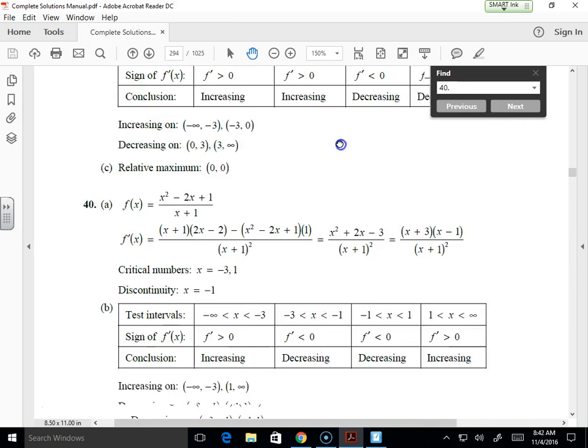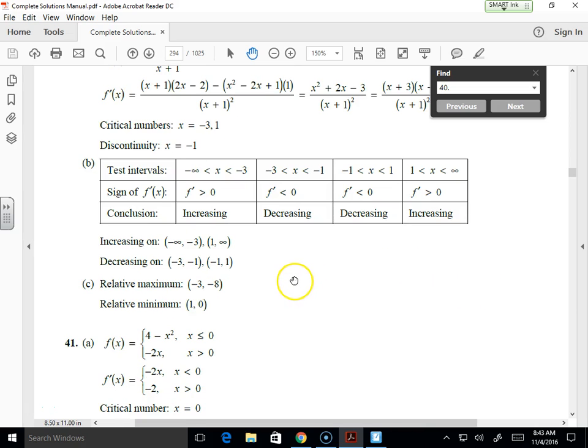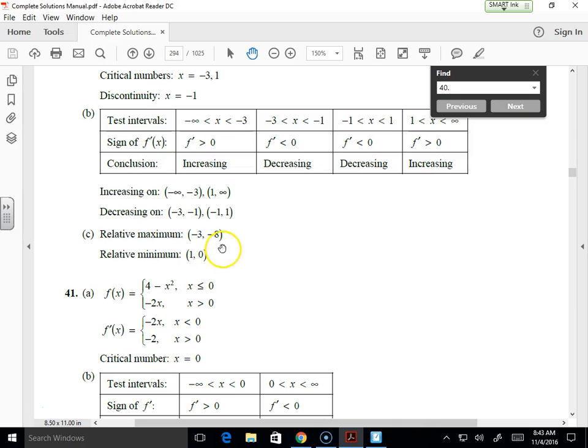Remember, if I'm going too fast, just check out the video online this weekend. Critical numbers, negative 3 and 1. There was also a discontinuity at negative 1. Throw them all in, increasing, decreasing, decreasing, increasing. Oh my goodness. This is like all the evens. And you end up with those intervals and a relative maximum of negative 3, negative 8, and relative minimum of 1, 0. Remember, these are only 1 each. At negative 3, at 1, they just found the y's. Remember, next one.